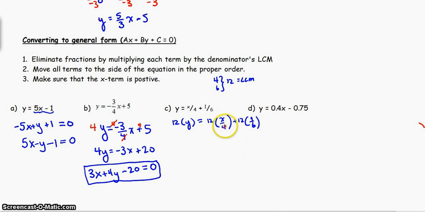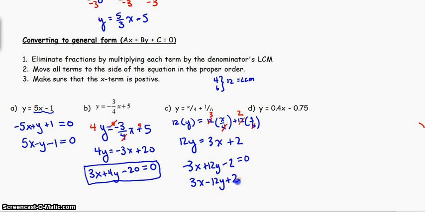Now I'll see some canceling. 4 goes into 12 3 times, 6 goes into 12 twice. I now continue on. 3 times x is 3x, 2 times 1 is 2, and I continue as before. Nothing left on the right side. 3x becomes negative, 12y is positive, and the 2 becomes negative. Oops, I don't want a negative, so I multiply through by negative 1. And now I have general form.